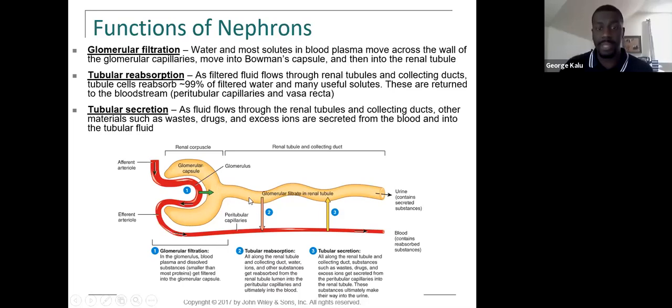And so once it does that, it's then going to be able to move into the renal tubules from here. So that's the filtration process, moving the stuff from the glomerulus into the renal capsule, or the Bowman's capsule.